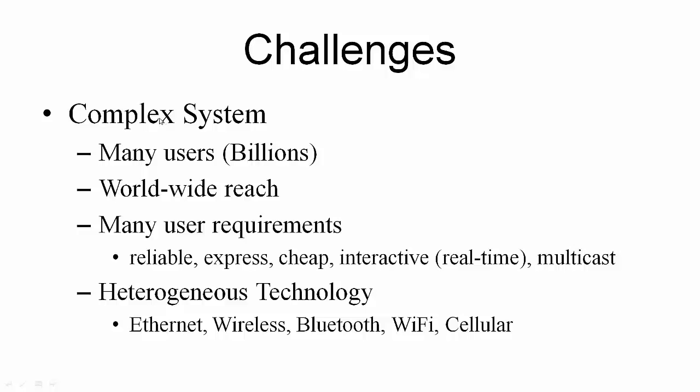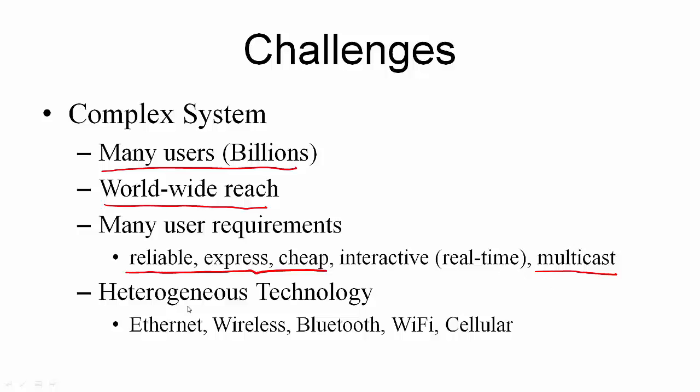So the computer system is a lot more complex than the postal system. You have users that run into billions. These users can be anywhere in the world. Not only do they want reliable, express, cheap transfer of messages, they want interactive, that basically means supporting video and audio. They also want multicast support, which means they send one message and they want this message to reach multiple users.